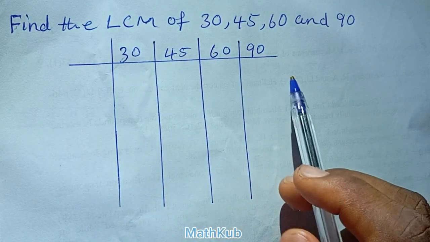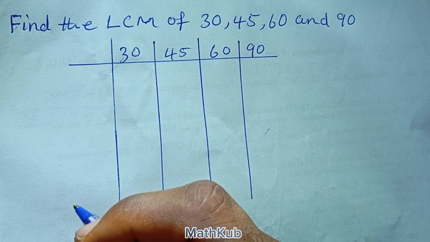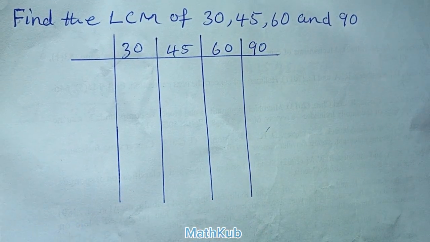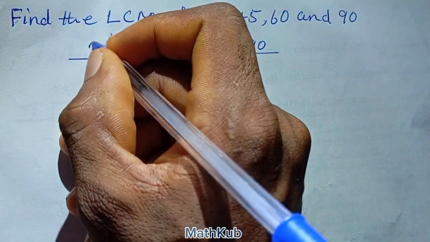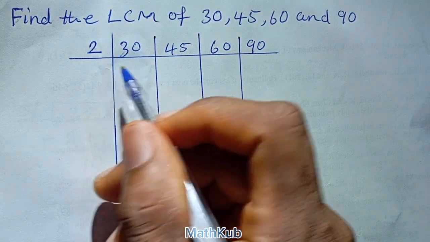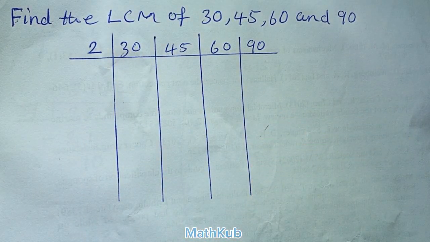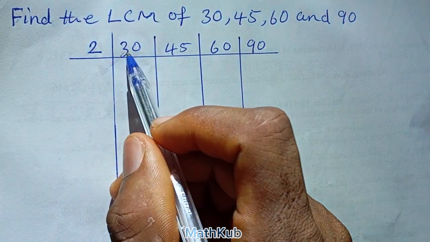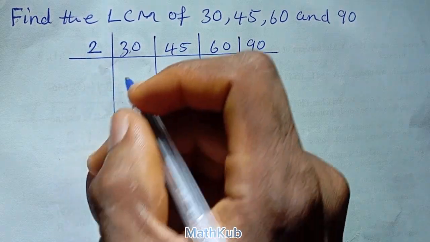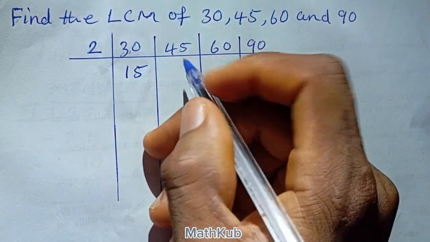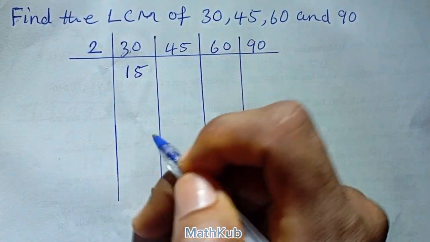of any of them. Normally the smallest prime factor that we have is 2. You write 2 and divide only the numbers that can be divided by 2. Then you ignore the other ones. For example, this 30, you divide 30 by 2, which is 15. Then 2 cannot divide 45.